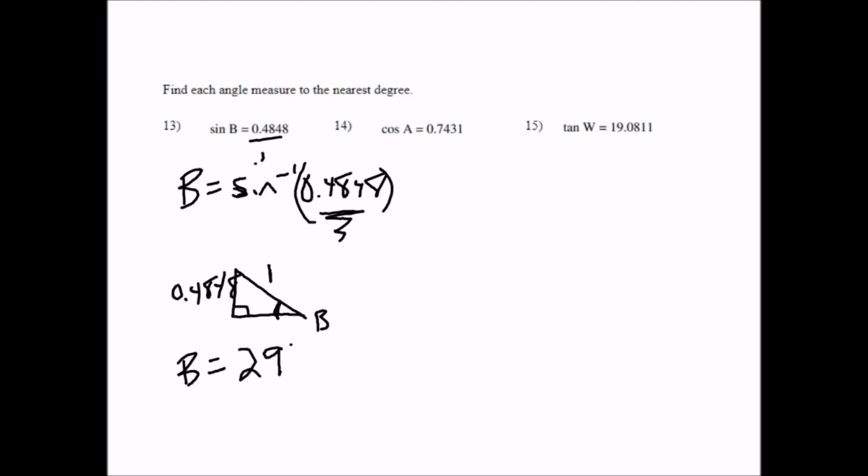All right, for number 14, A would be the inverse of cosine of 0.7431, and then calculator.